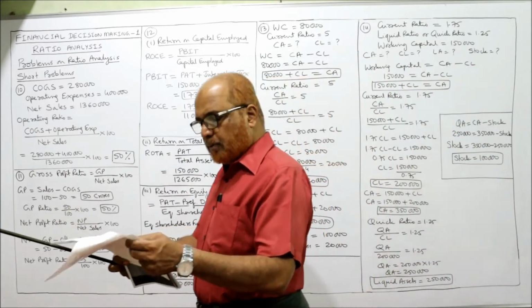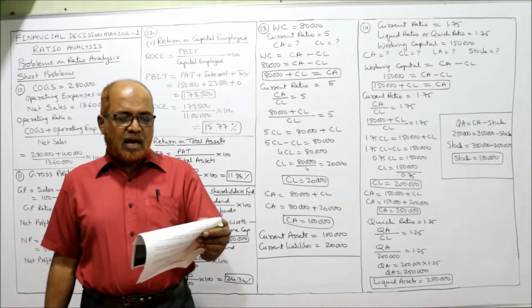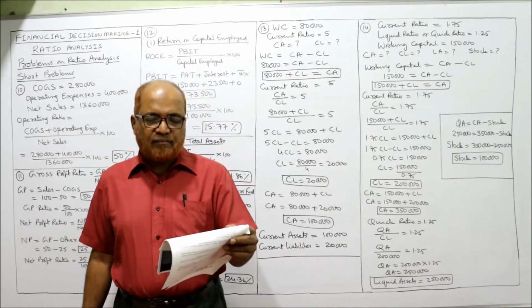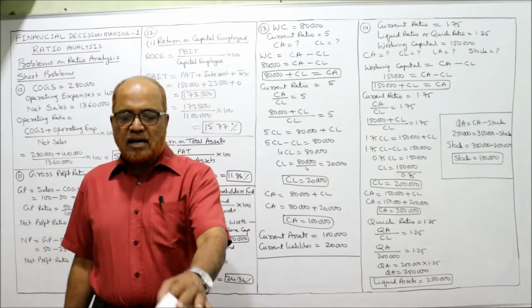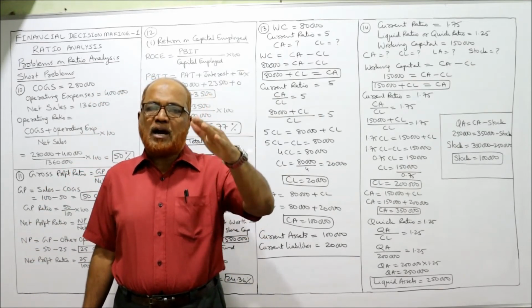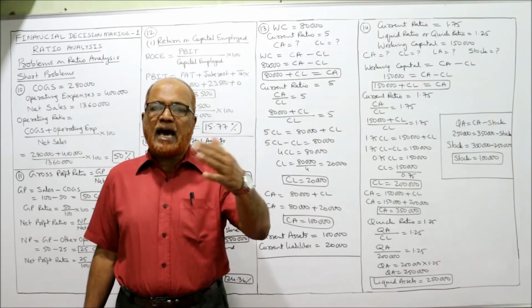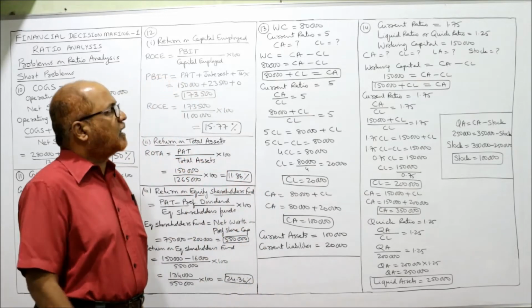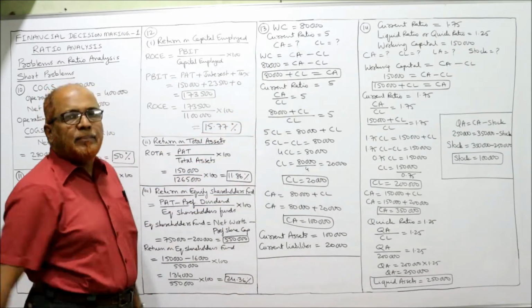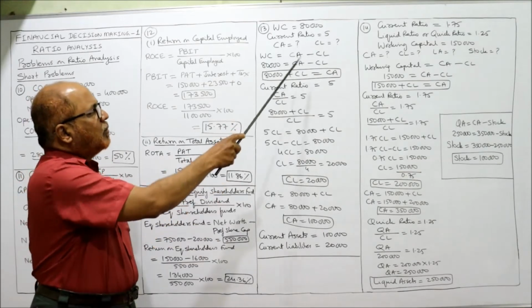Now the 13th problem. The working capital of a firm is 80,000 and its current ratio is 5. What are the current assets and current liabilities? So two items are given: working capital and current ratio. And we have to find out CA and CL, current assets and current liabilities. Working capital is 80,000, current ratio is 5. CA how much? CL how much?